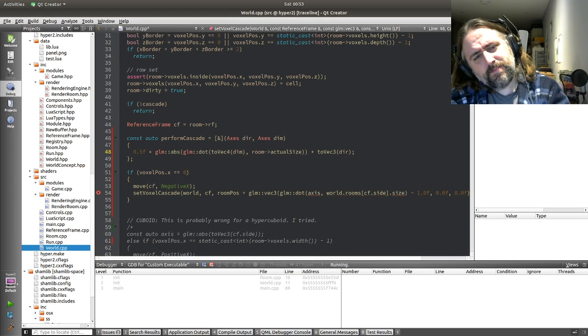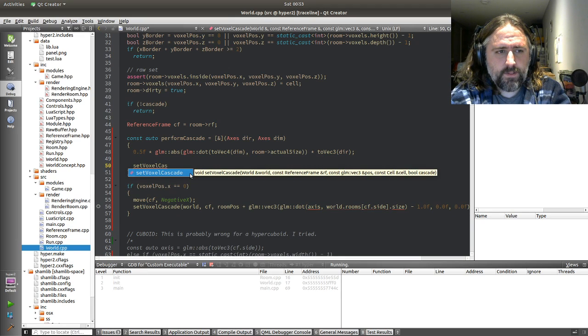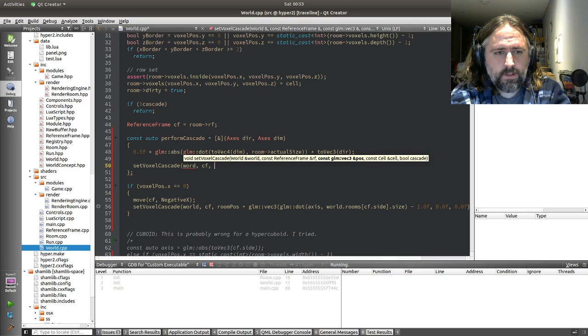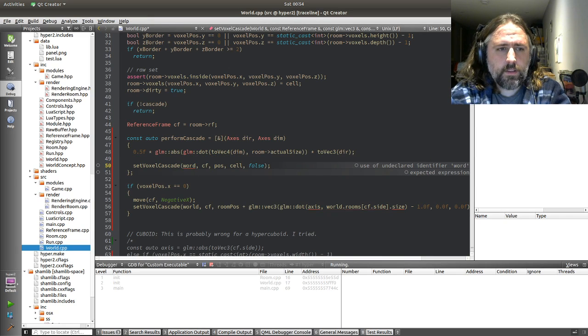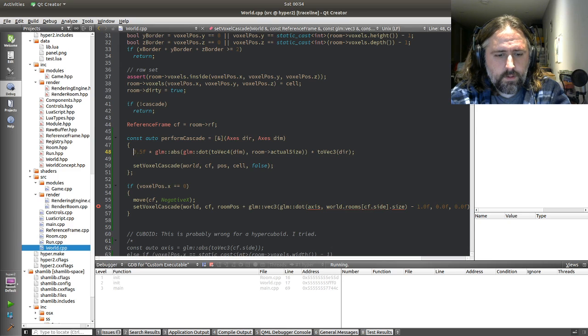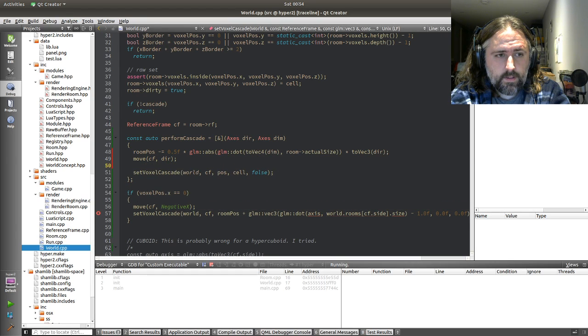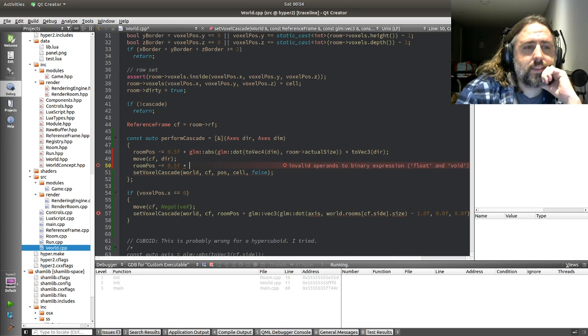Okay. This seems long-winded. Anyway, what we're going to do here is voxel cascade, world, CF, some sort of position. What else does it take? The cell that we want to set, which is the same, and cascade is false. So we just need to work out that position. I feel like room pause should just get subtracted that. Then we want to move CF by that axis. Now we want to subtract half of something else from it. What are we subtracting this time?